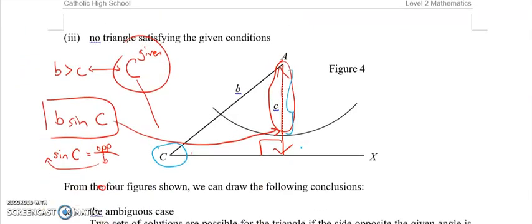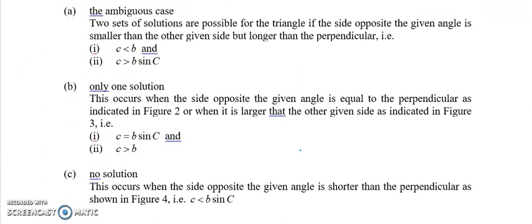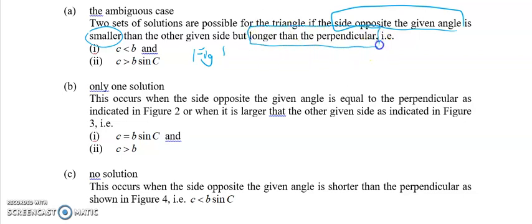So in short, in summary, we have it here that is being typed out. This one corresponds to the ambiguous case, this one corresponds to figure 1. Description in figure 1: we have two lengths given, and two possible triangles can be formed. The side opposite the given angle is the smaller side that is given, and longer than the perpendicular. The perpendicular is our B sine C.